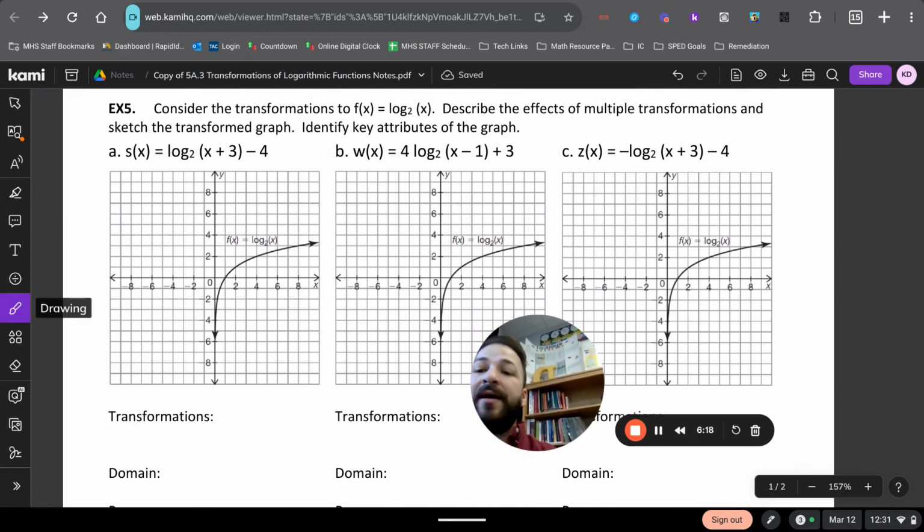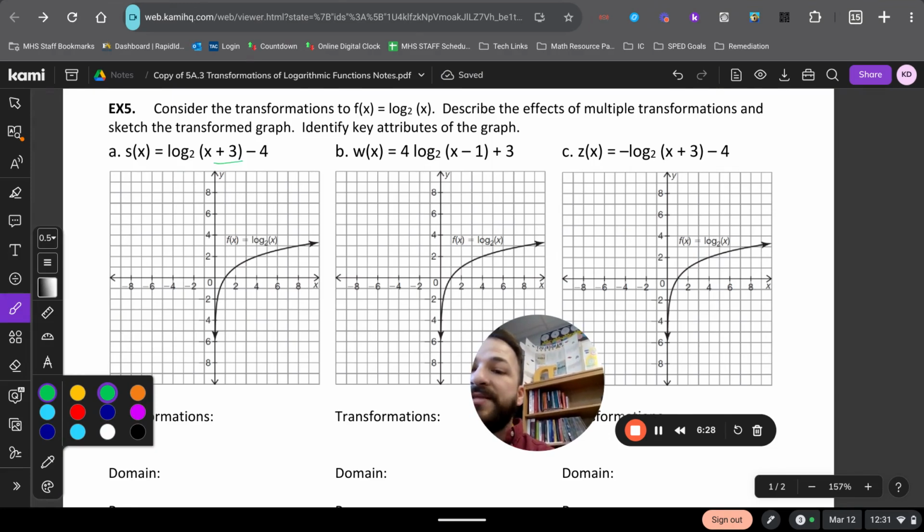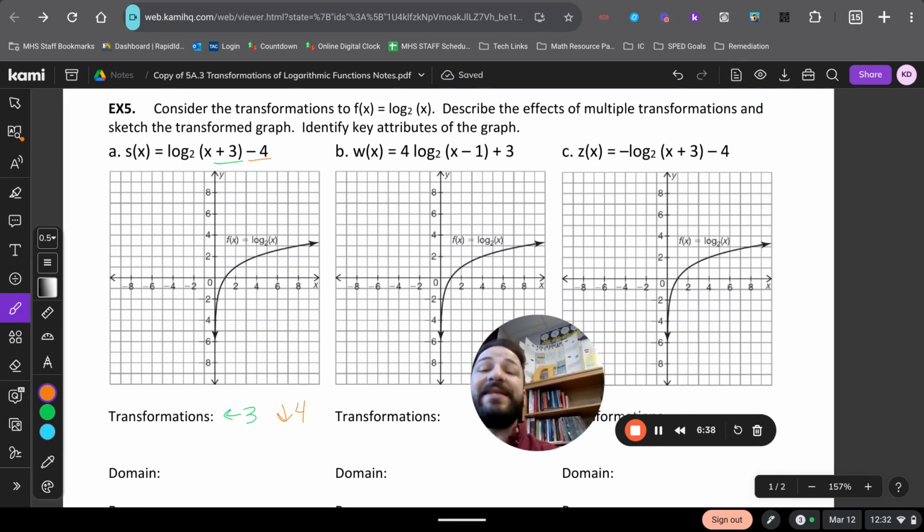So let's look at A, for example, 5. We have a log base 2 of x plus 3 minus 4. So let's identify some transformations. We can see this plus 3 on the inside is going to shift us to the left by 3 because our C is always opposite. And then this minus 4 at the end will shift us down by 4 because D is exactly what it should be.